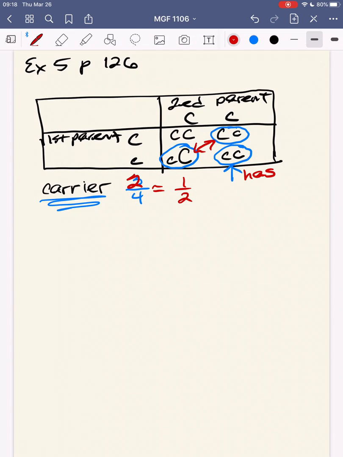If they were going to actually have the disease, then that would be 1 over 4. And not a carrier, which is this last one right here, is also 1 over 4. So if they're just a carrier, there's only 2 options for that.